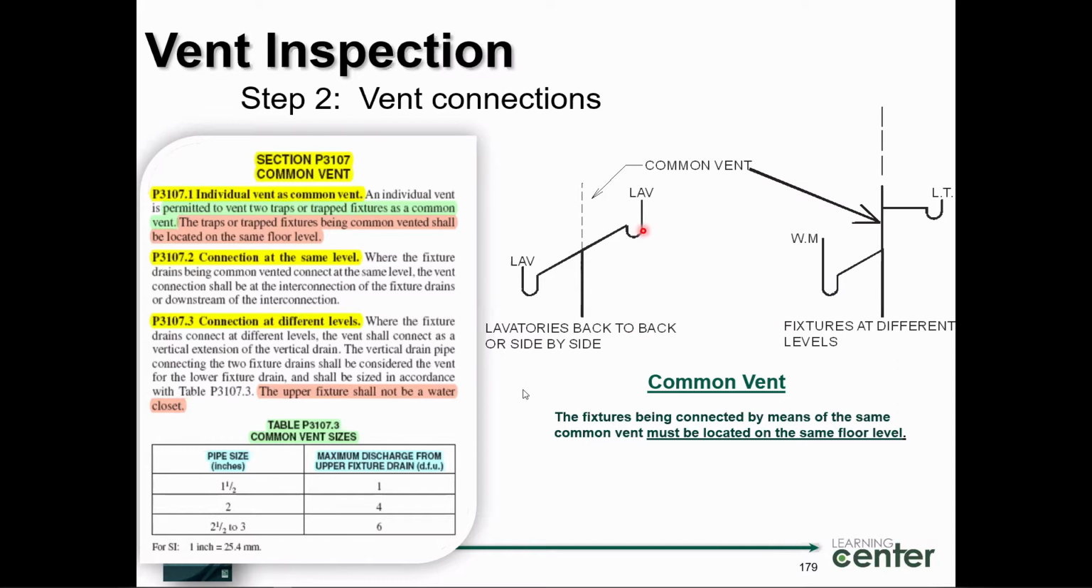What's the drainage fixture unit value for a lavatory? 3. No, a little bit lower. Go to that table in chapter 30. It's 1 drainage fixture unit.